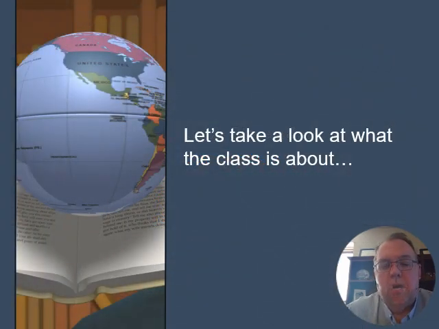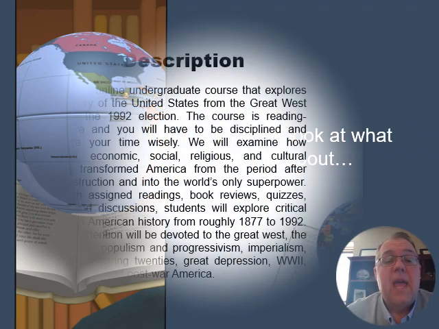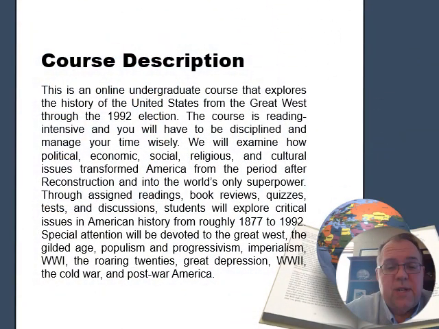So let's take a look a little bit about, like I said, what that class is about. And look at this description. This is an online undergraduate course. And this explores the United States basically from the Great West through the 1992 election. Maybe, yeah, somewhere around there's where we're going to end. And it's reading intensive, and you're going to have to be disciplined and manage your time wisely. That's all there is to it.